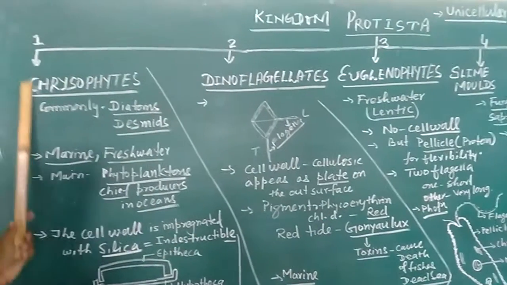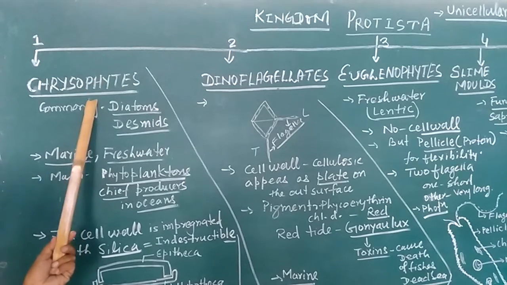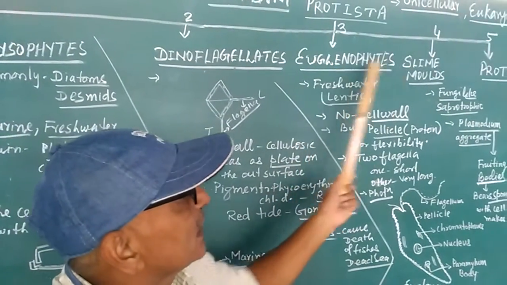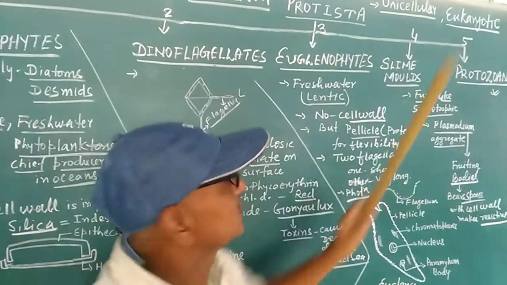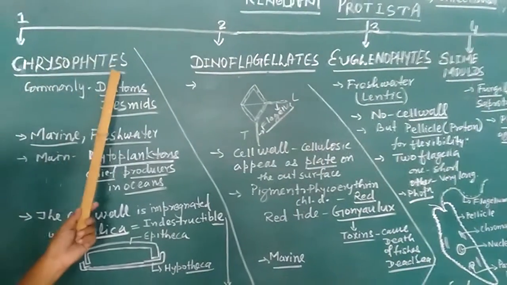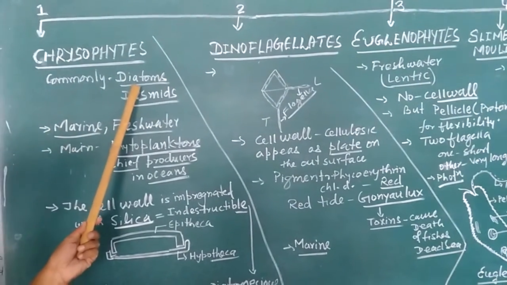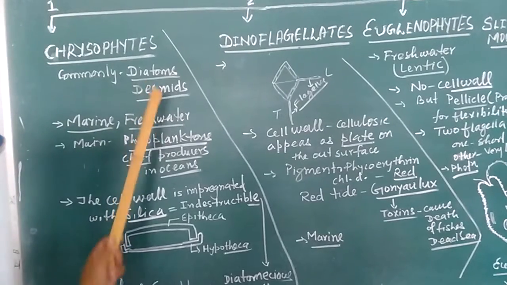So let us see first the Chrysophytes. There are 5 groups: Chrysophytes, Dinoflagellates, Euglenophytes, slime molds, and protozoans. So let us see the Chrysophytes. The Chrysophytes are commonly known as diatoms or desmids.